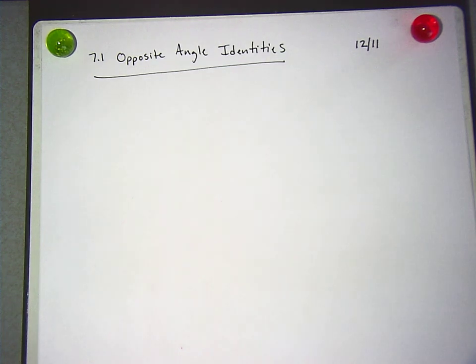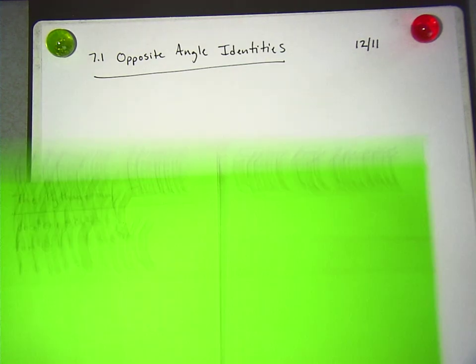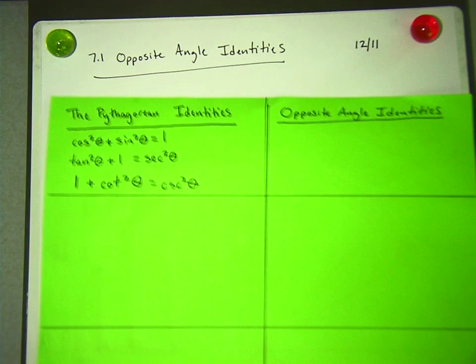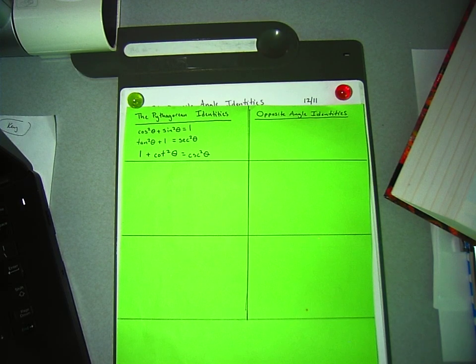Opposite angle identities is what this is called. Speaking of, on the back of your unit circle, we're going to fill in this top right spot that says opposite angle identities. I'm going to fit 6 little formulas in there, so don't write opposite angle identities in half the space.